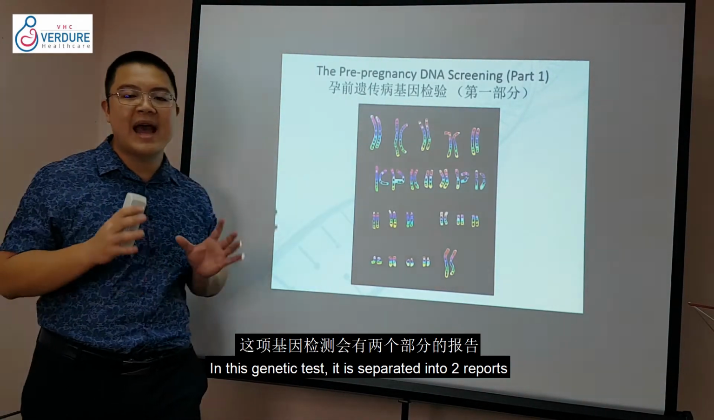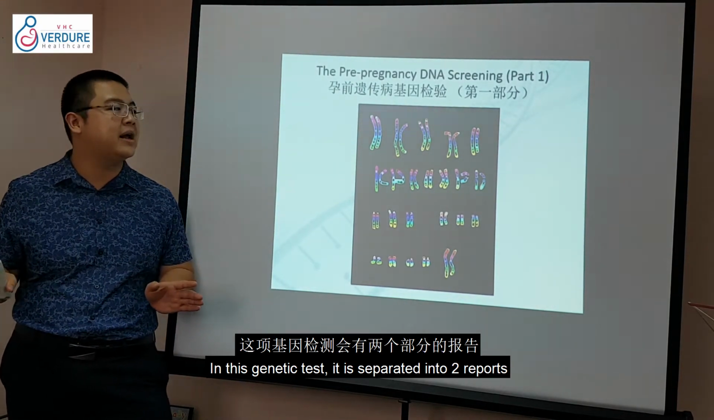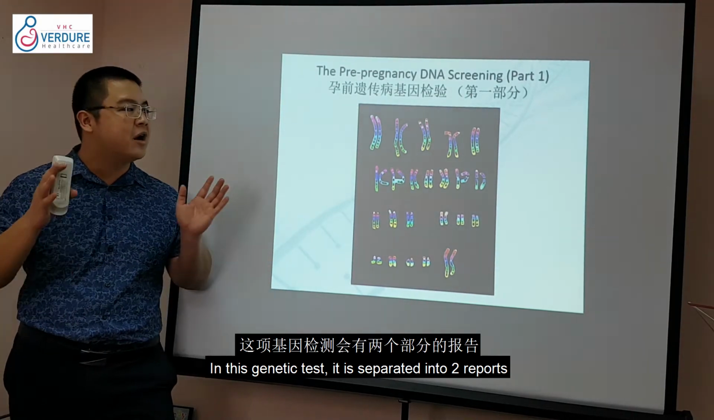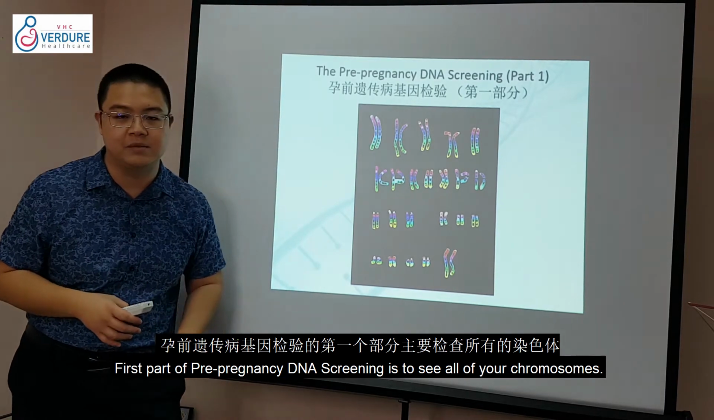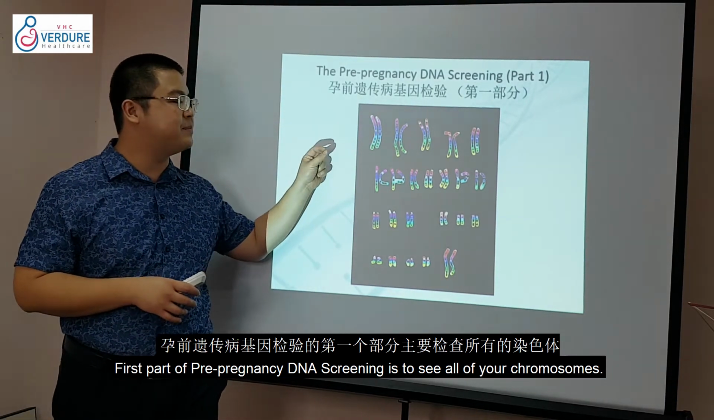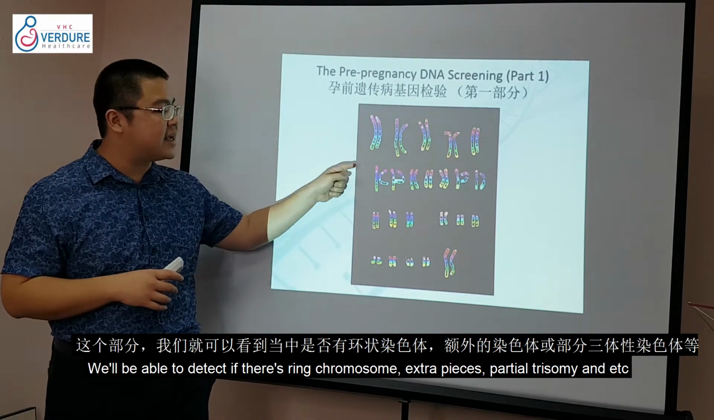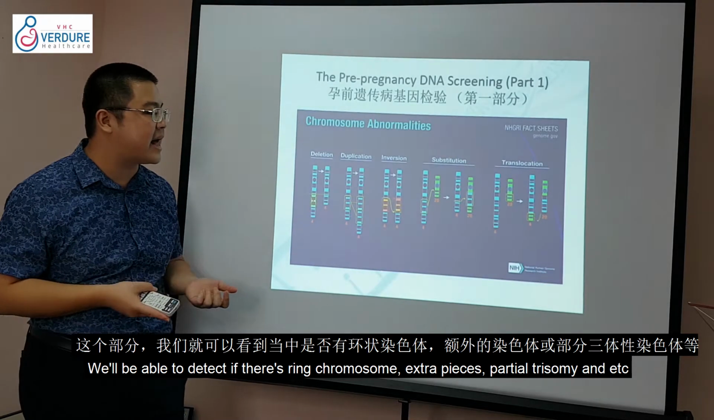Okay, so that is why at Verdure Healthcare, our pre-pregnancy DNA screening is separated into 2 reports. On the first report, you'll be able to see all of your chromosomes. So we will be able to detect, touch wood, if there's a ring chromosome, extra pieces, partial trisomy, something like that, and here it is.